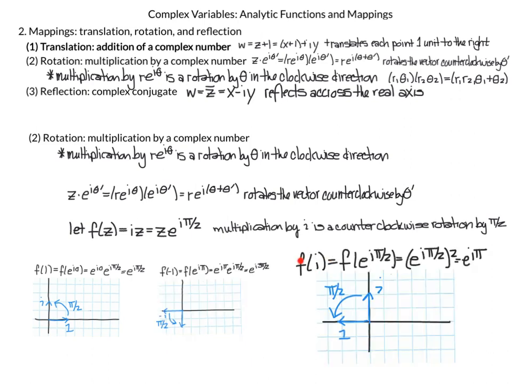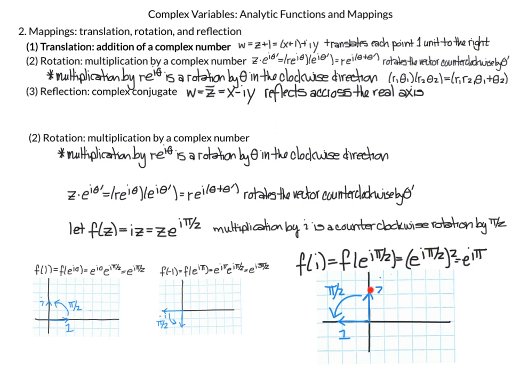Now I have this last example here, which I specifically wanted to do. So f of i. So now we have f of e to the i pi over 2. And I have this written here, f of i, right? Radius 1 in the positive i direction. So when we plug it into i times z, this is e to the i pi over 2 squared. So this is i squared.